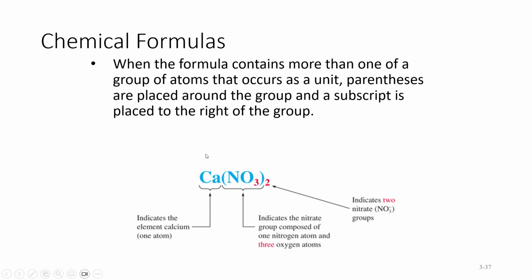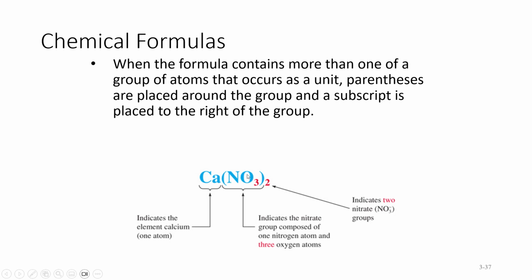Here's another chemical formula. When we use parentheses, it's kind of like using parentheses in algebra. Anything outside of the parentheses has to be multiplied inside of the parentheses to get the total number. So here we see there's 1 calcium, and it looks like there's 1 nitrogen, but because this subscript 2 is on the outside, that means that we actually have 2 nitrate groups.